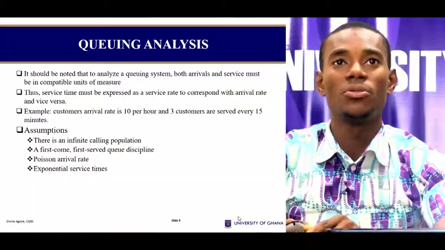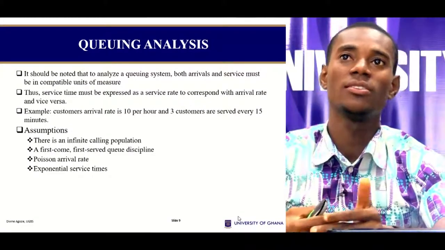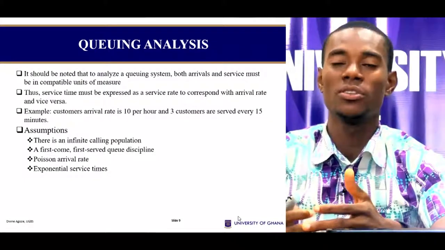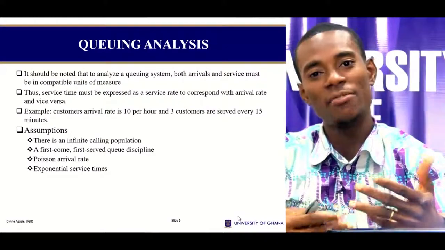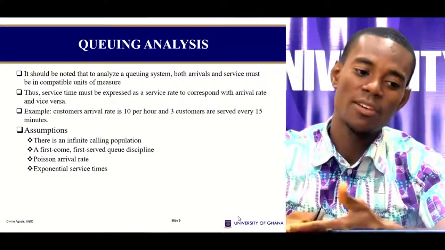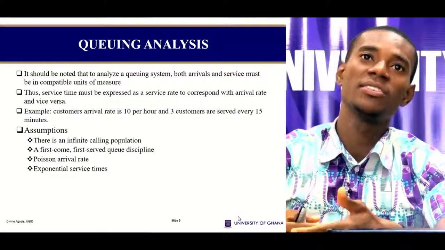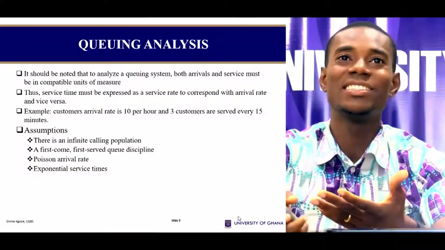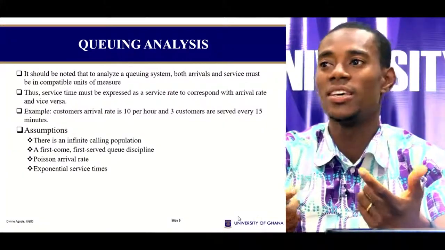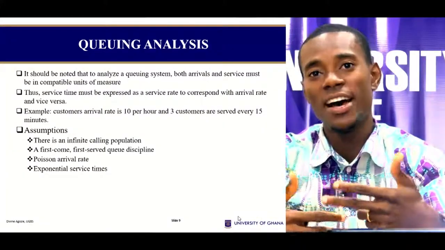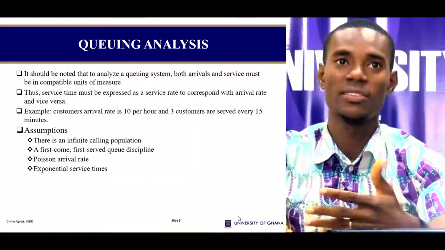Now, it should also be noted that in a queuing system, both arrivals and service must be in compatible units of measure. All we're saying is that if you are assessing the average number of arrivals per hour, then the average number of service must also be per hour. If it's in minutes, then both must be in minutes. One should not be in hours and the other in minutes. In that case, whatever analysis you're trying to make would barely make sense, because both of them interact hand in hand.